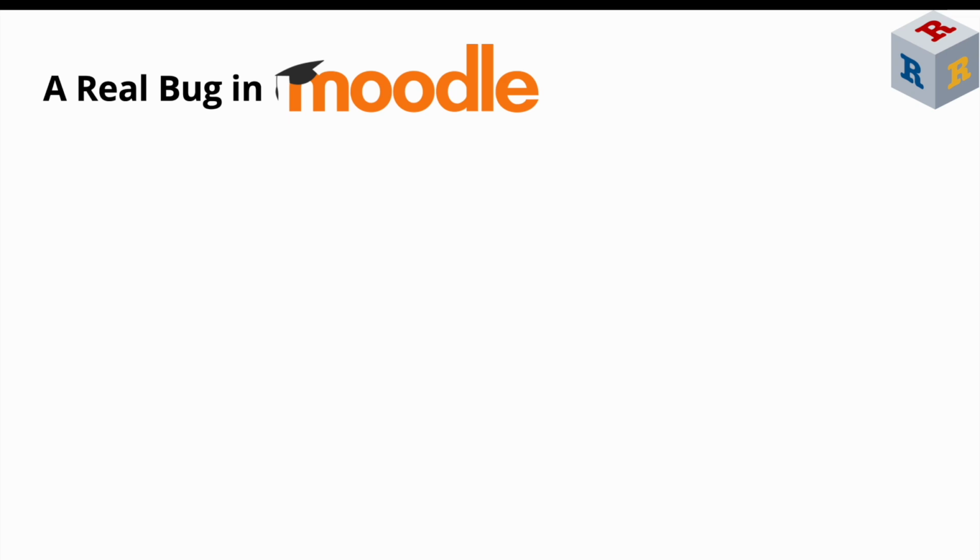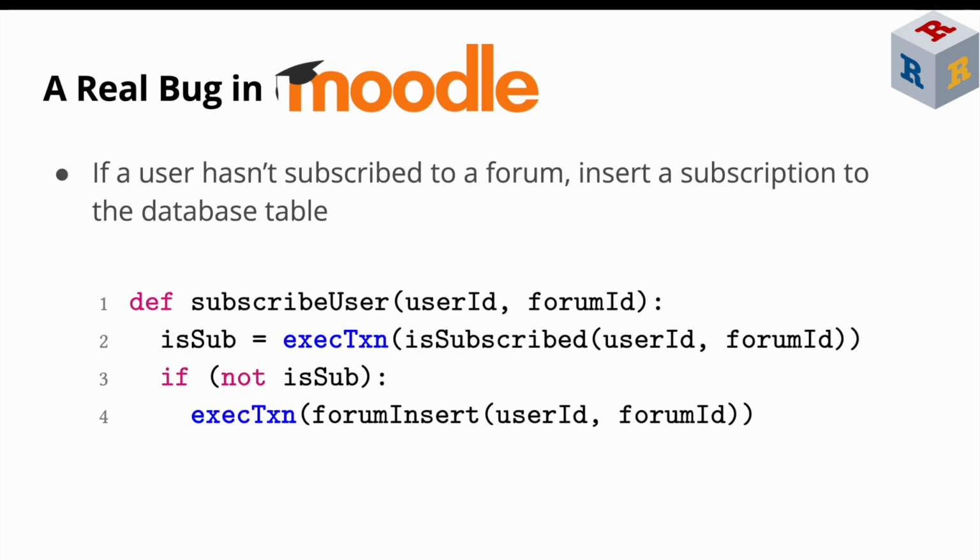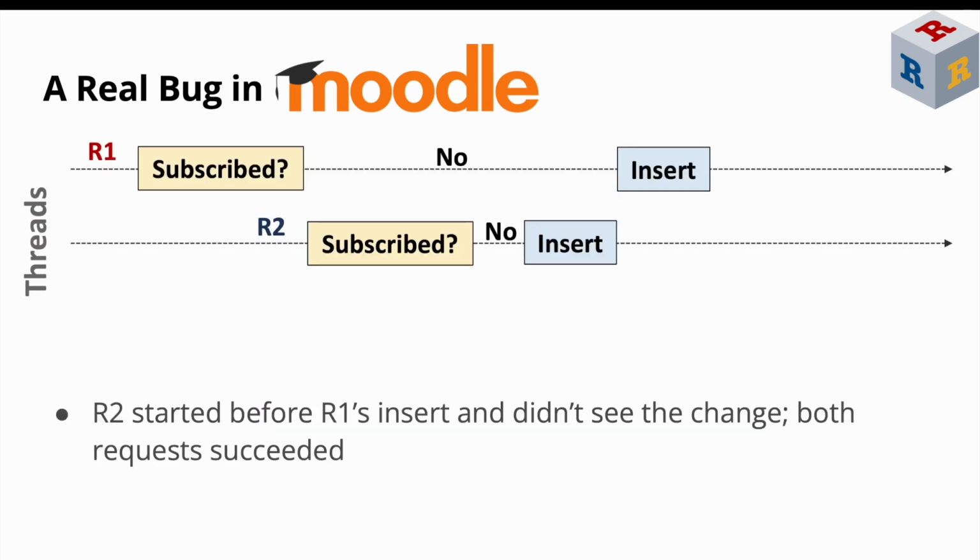Let's dive deeper into the debugging problem. We first need to understand why distributed applications are so hard to debug. Let me show you a real bug in Moodle, a popular online education platform. The subscribe user function contains two transactions. The first transaction checks if a user has subscribed to a forum. If not, it inserts a subscription to the database in a separate transaction.